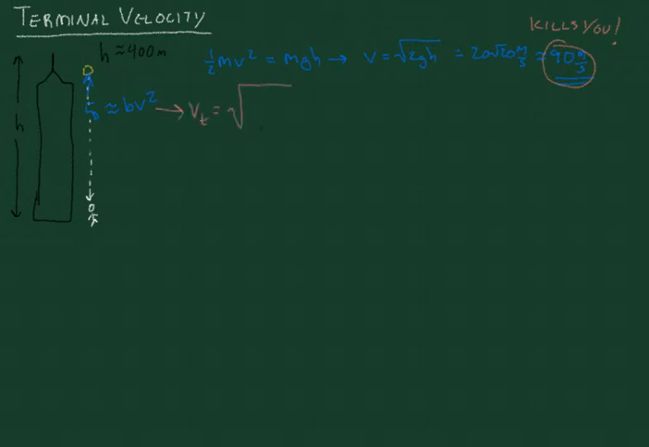And the terminal velocity, to calculate it, is the square root of 2 times the mass times g, divided by C, which is the drag coefficient. It just tells us how much drag an object has. Rho is the density of air, and A is the cross-sectional area.